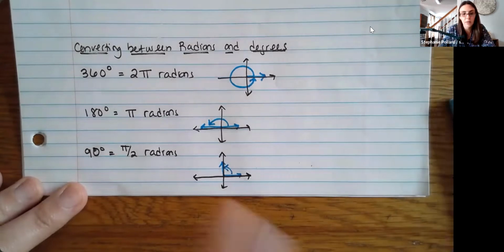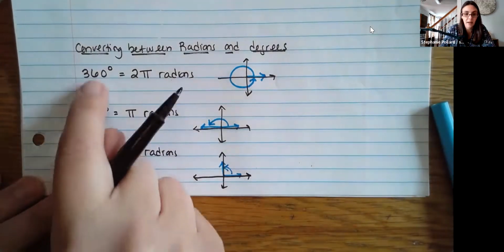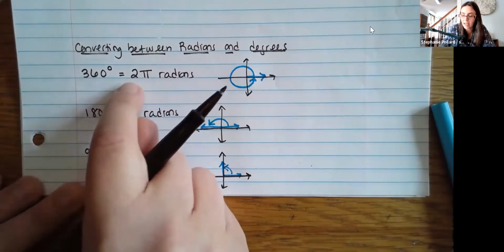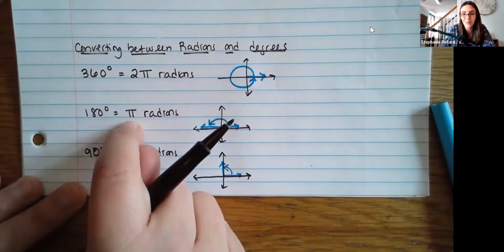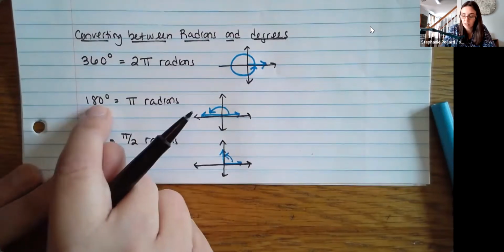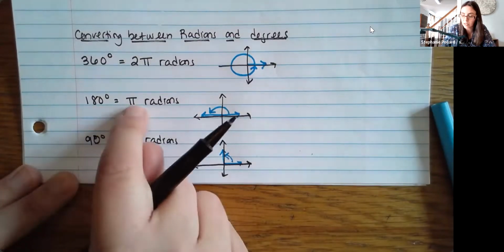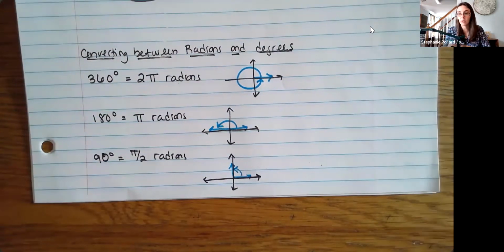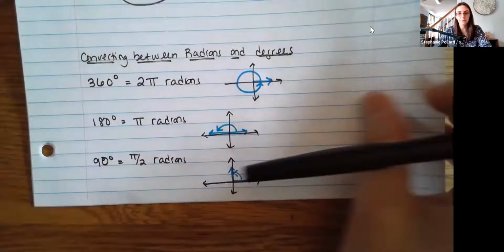Notice here that 360 to 180 is cutting in half. We cut this in half, we get 180. 2 pi cut in half is pi. Same thing here, 180 divided by 2 is 90. Pi divided by 2 is pi over 2. So you have that same ratio with radians that you have with degrees. All right, so now we're not always going to have just those 3 angles, so let's give some general formulas.